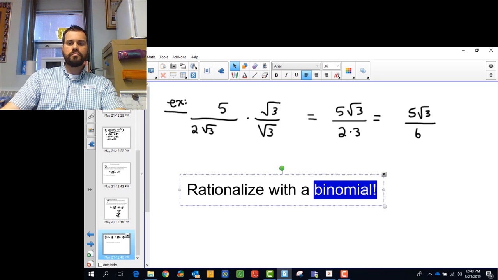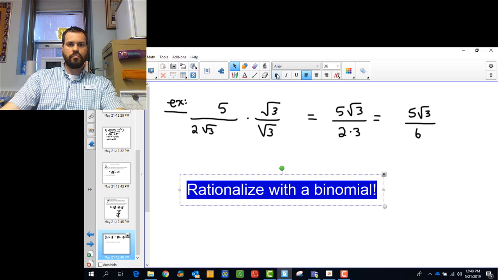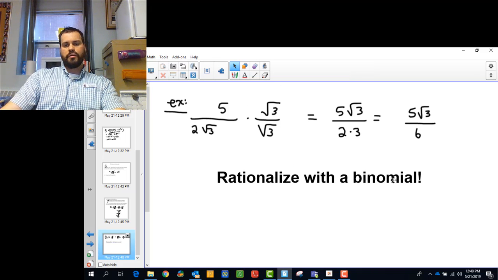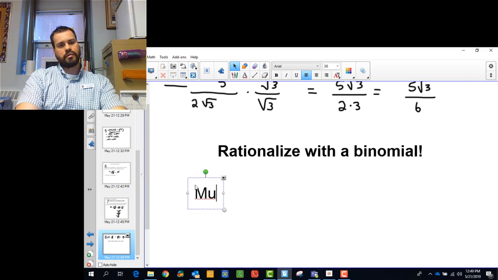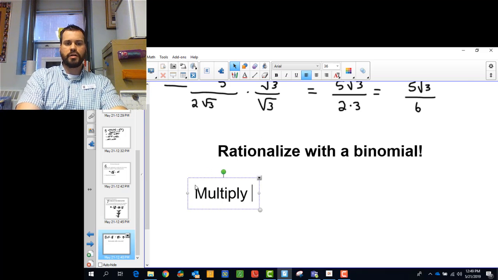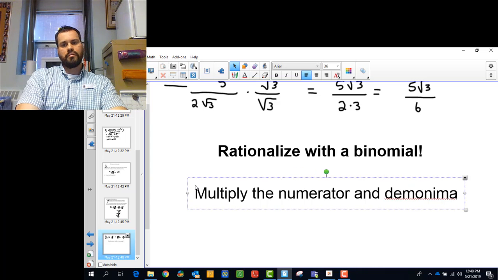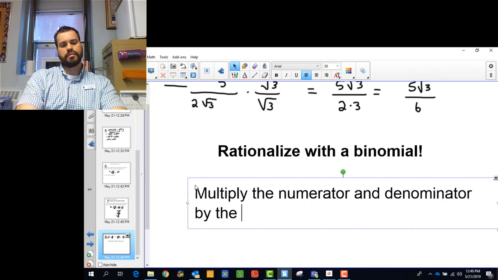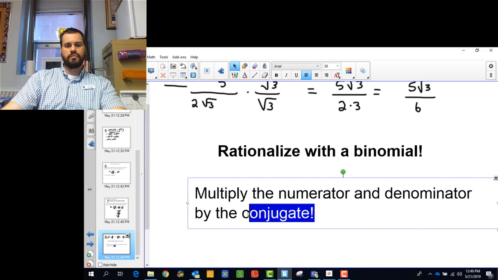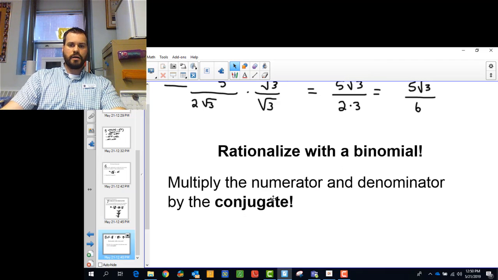So if we want to do it with a binomial, meaning 2 terms on the bottom, then you have to multiply by the conjugate, all right? So you still multiply the numerator and denominator, but you're going to multiply it by the conjugate. It would help if I could spell. All right, so what is the conjugate? You might be wondering, that sounds great, but what's the conjugate? Well, I'll explain.